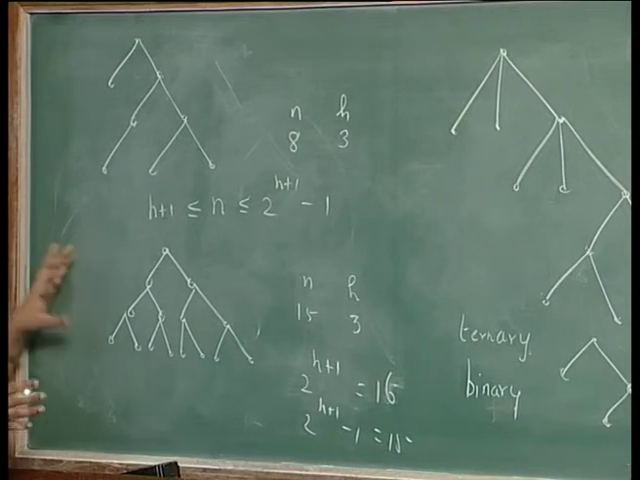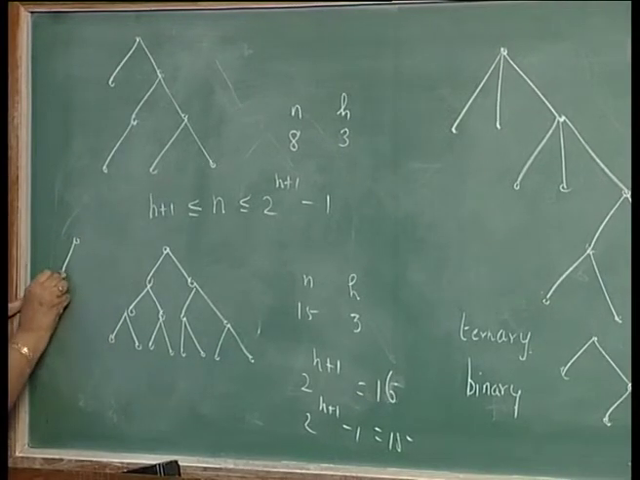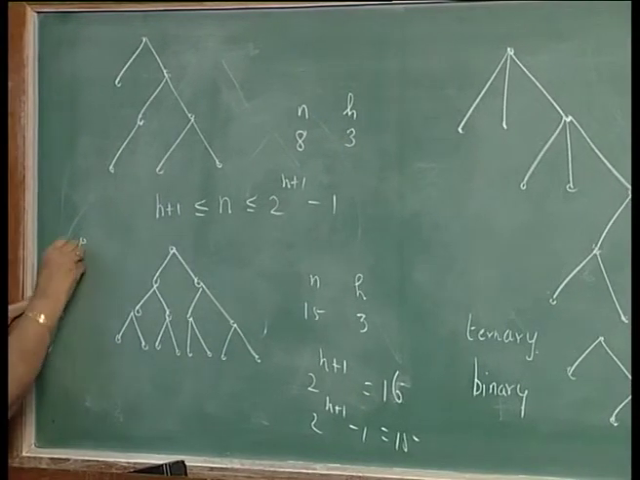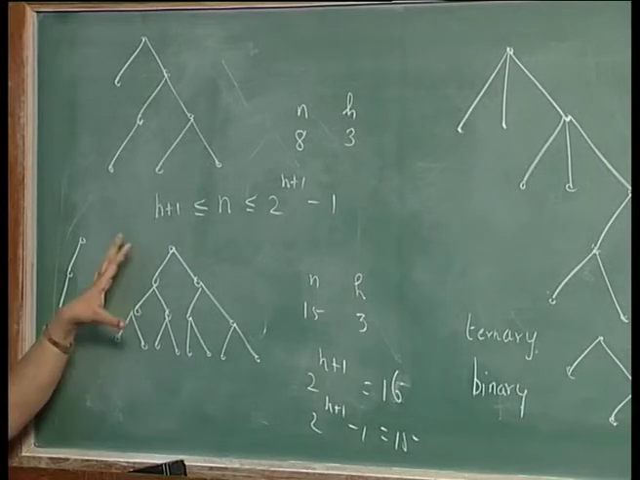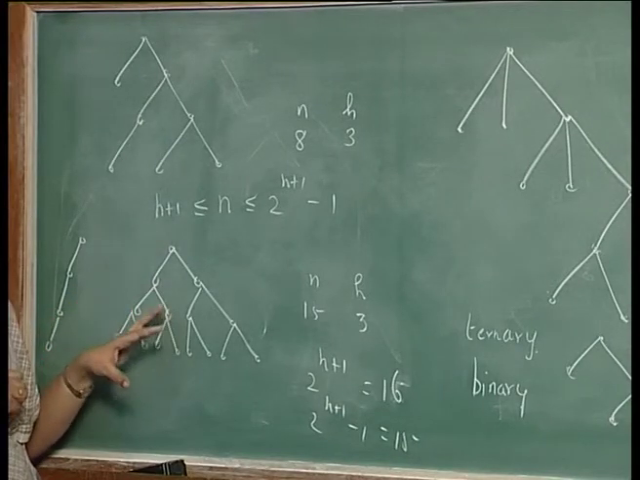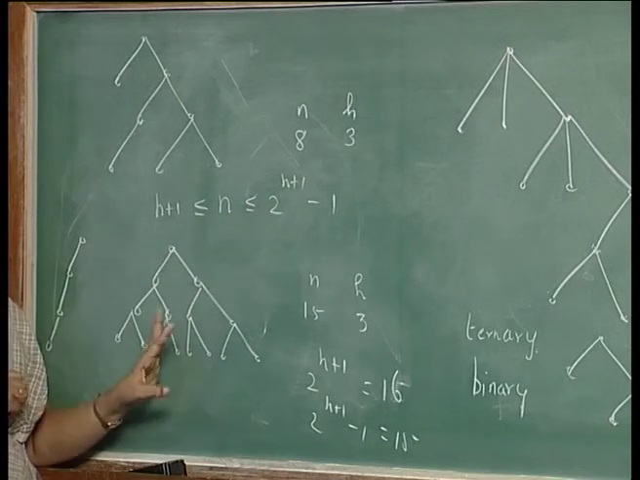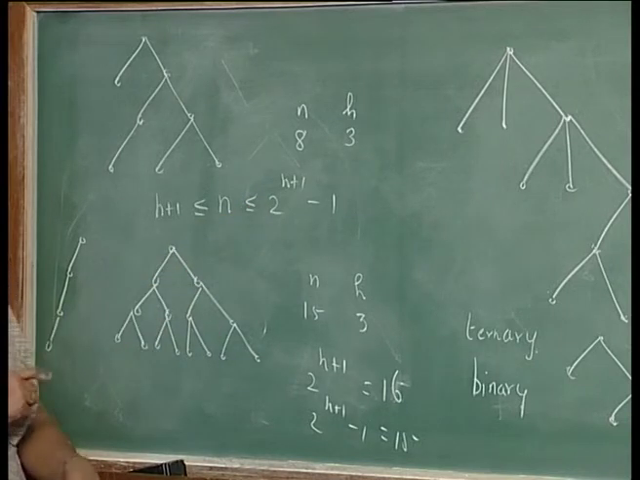For height 3, the minimum number of nodes you can get is 4. The maximum number of nodes you can get is 2 power H plus 1 minus 1, 15 you can have. You can also get it like this.